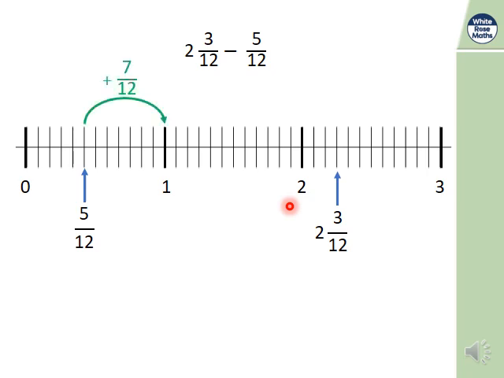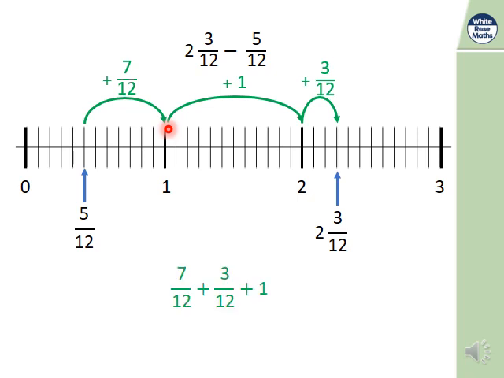So we could work out how much is it from 5 twelfths to the next whole number, and that would be 7 twelfths to get to a whole. We could then add 1 whole to get to 2, and then from 2 wholes to 3 twelfths would be 3 twelfths more. Then we're looking at adding them together. 7 twelfths add 3 twelfths add 1 whole is 1 whole and 10 twelfths. So there you can see there are 2 ways to try and do it.